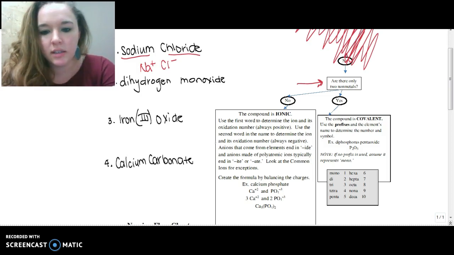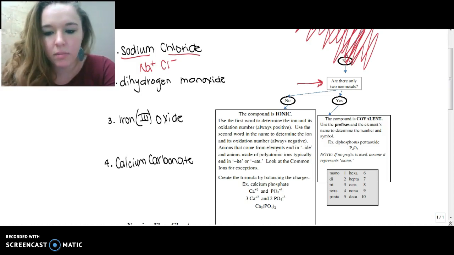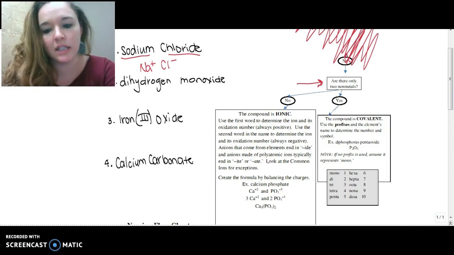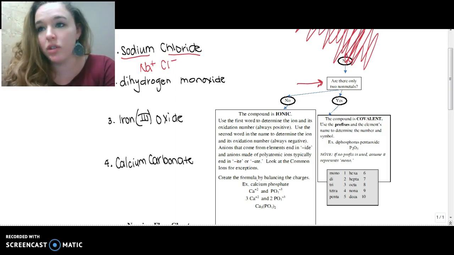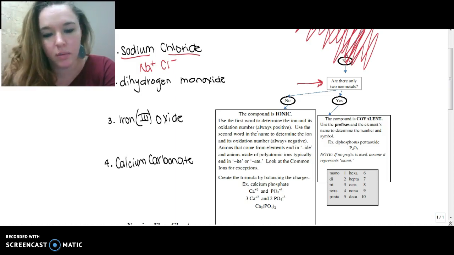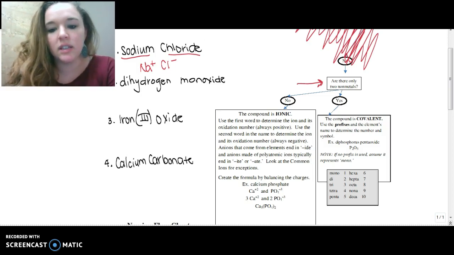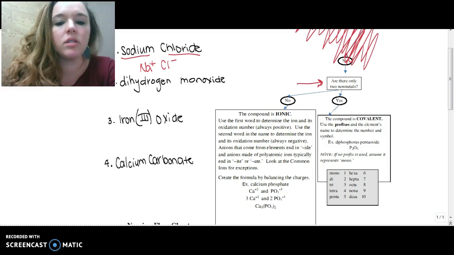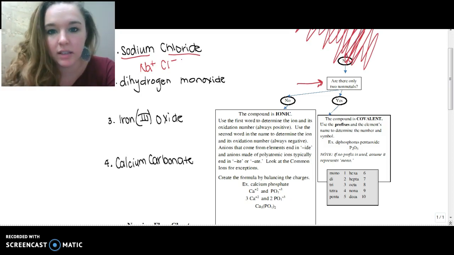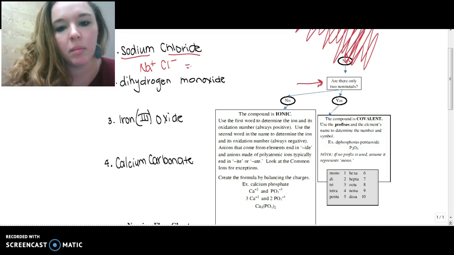So then it says, anions that come from elements that end in IDE, and anions made of polyatomic ions typically end in ITE or ATE. And you use your common ions chart for exceptions. In this case, we have an ending in IDE, and we know that it's going to be chlorine. So then it says, create the formula by balancing the charges. Example, calcium phosphate. Well, in this case, our sodium has a +1 and our chlorine has a -1. So we're going to end up with the formula NaCl.